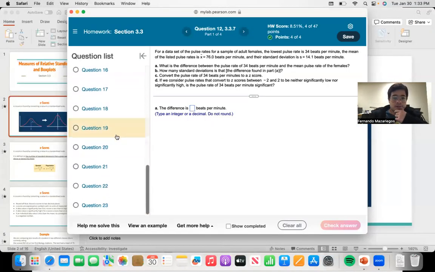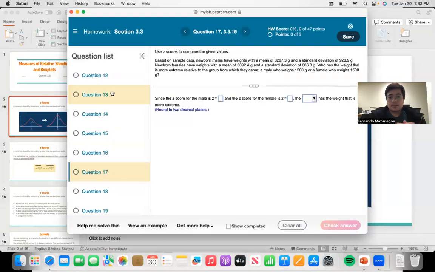Now let's take a look at question 17. Use z-scores to compare the given values. This is another way we can use z-scores. If we have two different data sets measured in different units or that measure different things, if we standardize both of those results, we can finally compare them. So that's what we're going to try to do in this problem.